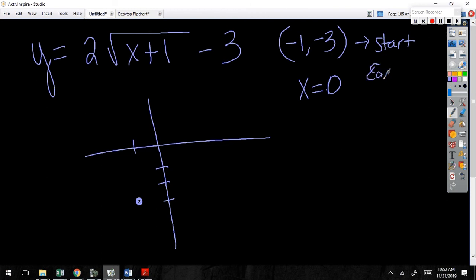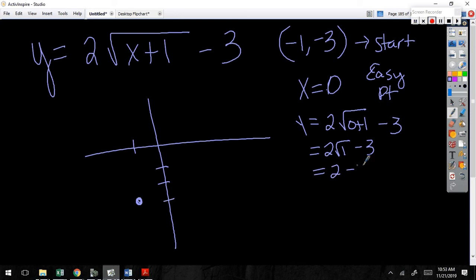I'm going to put easy point. If I plug 0 into that equation, what do I get? 2 times the square root of 0 plus 1. Remember, the -3 is outside that radical. Don't stick it under there. 2 times the square root of 1. You don't have to write all of these steps out every single time. I hope you could look at this and know this was 2 times 1, so it's just 2 minus 3, which is -1.